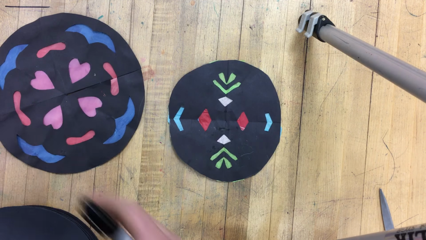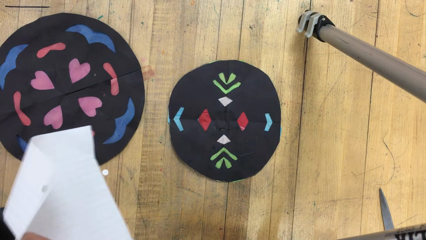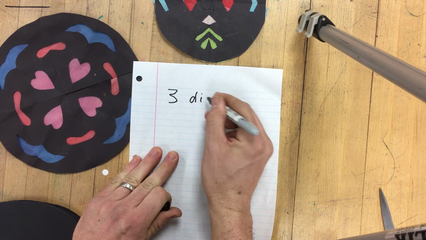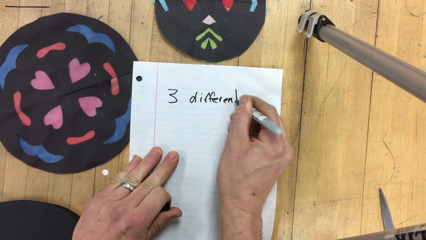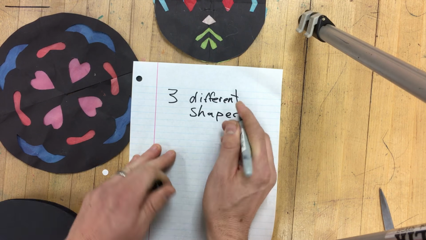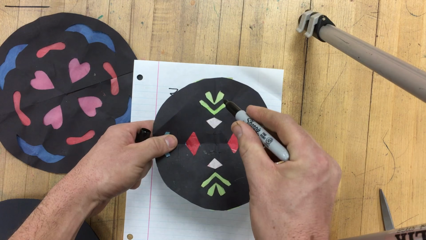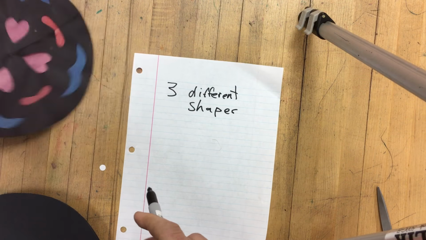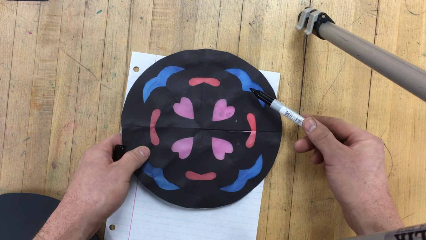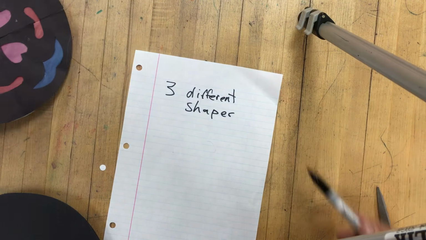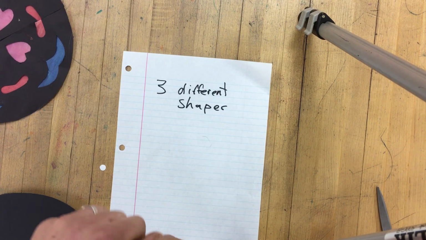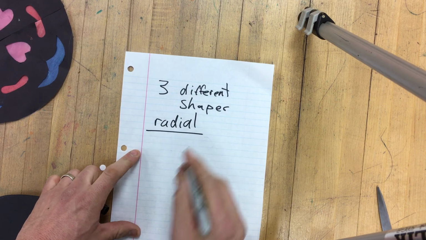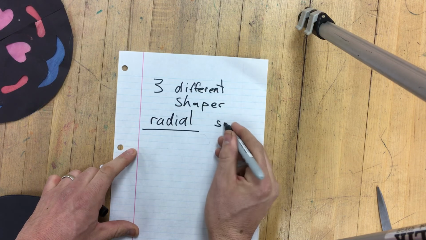So when we make ours, we want to cut at least three different shapes. You can see in this one shape, that's a second shape, that's a third shape, and even a fourth shape. This one's got at least three different shapes. There's one shape, the heart shape, and then there's this shape. So at least three different shapes, and they all have to have radial symmetry. That word radial means around. So it's got symmetry all the way around.